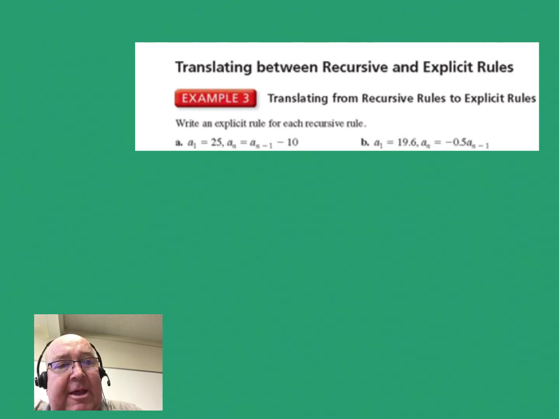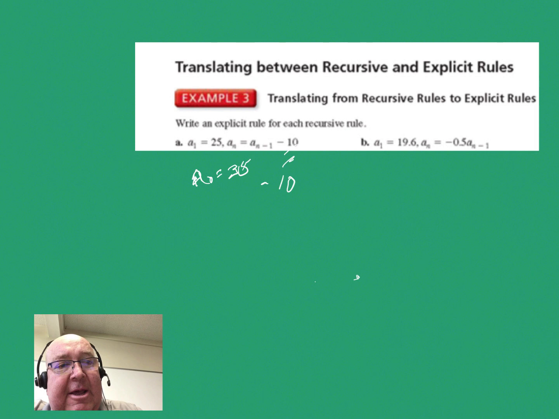Okay, so now we're going to look at translating from a recursive rule to an explicit rule. So we're going to take this term. We know that we're subtracting 10 each time, so minus 10. We know that our first term is 25, but we want to find the term before that. So if I were to go one more back, where would I end up? If I reverse that and go back, my 0 term, A0, would be 35.